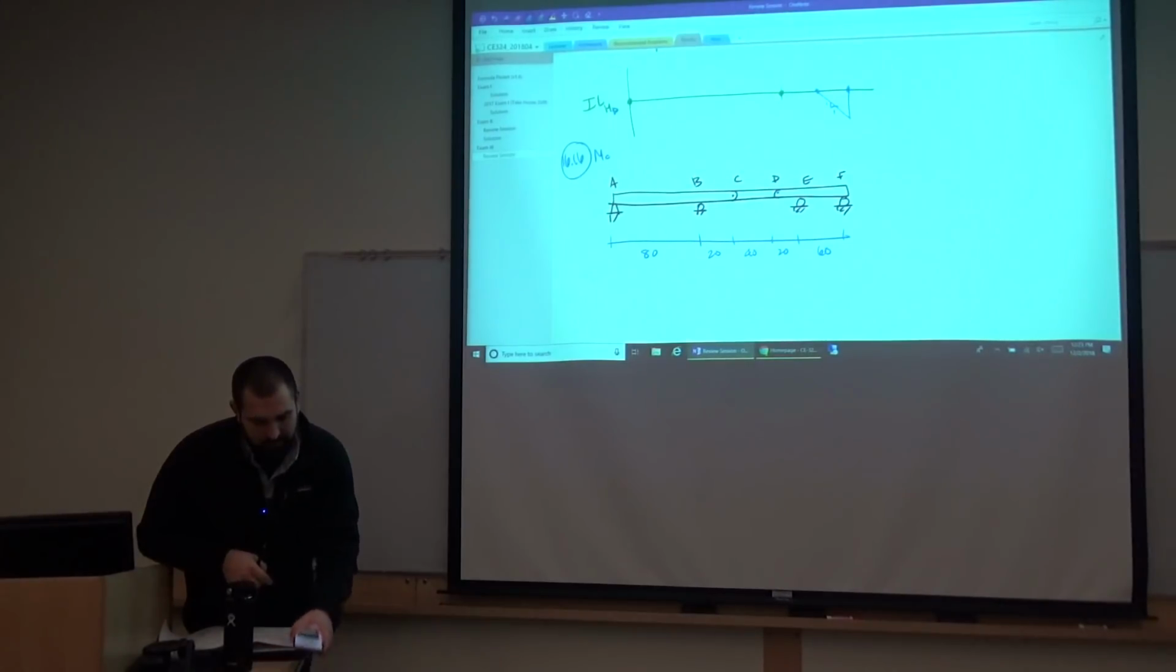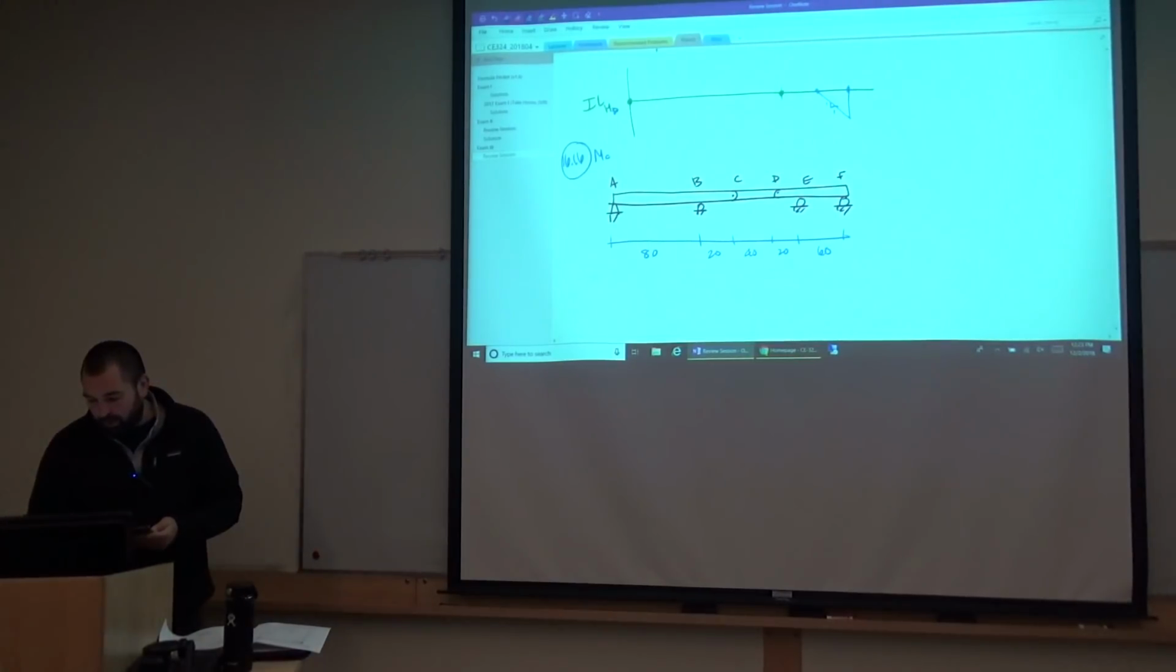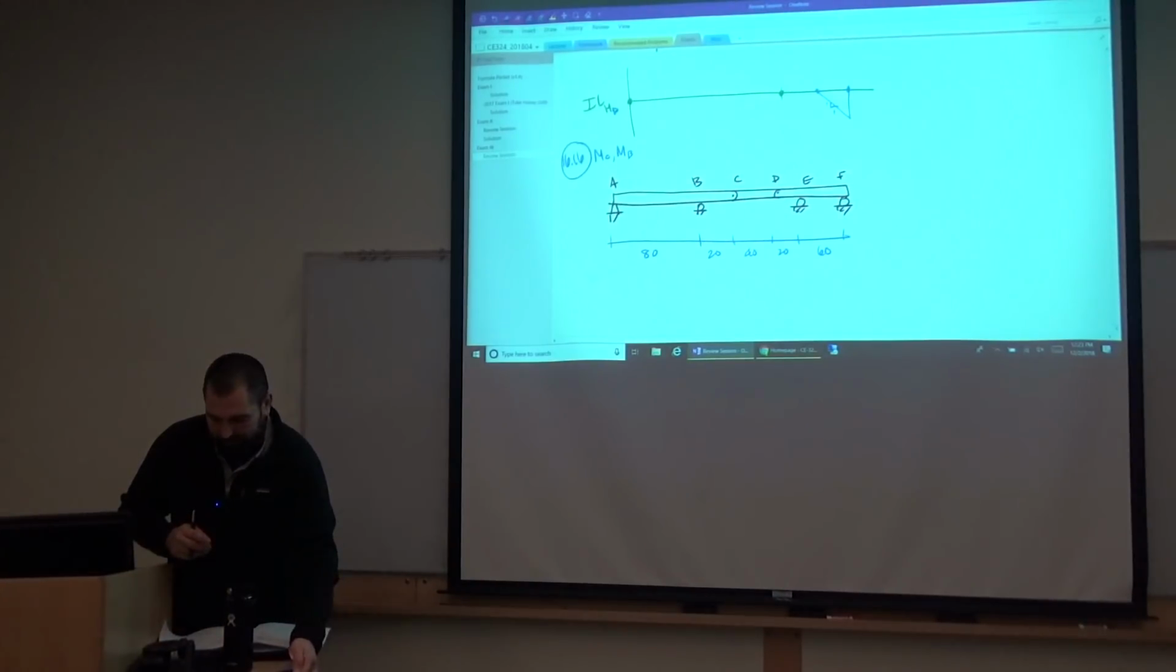Oh, I'm sorry, okay. But now that I look at problem 616, it's actually asking for the bending moment at B. So let's talk about both of them. The first one's really easy to deal with. The second one's going to be a little bit trickier.